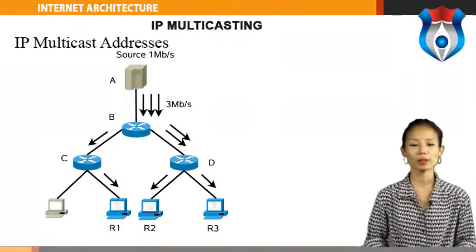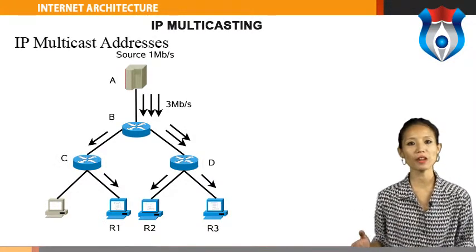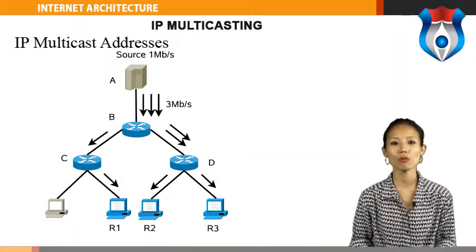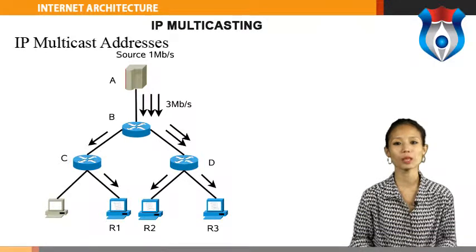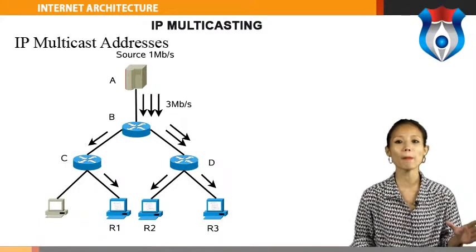IP multicast addresses. The range of IP multicast addresses 224.0.0.0 to 239.255.255.255 correspond to the Class D addresses in the class-based IP address scheme. These are the addresses that start with 1110. This leaves 28 bits to identify a multicast group.